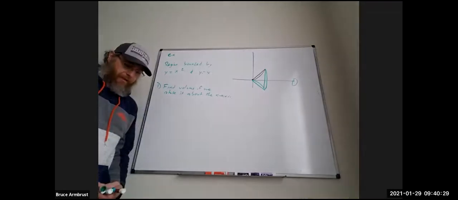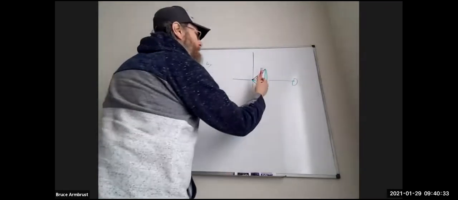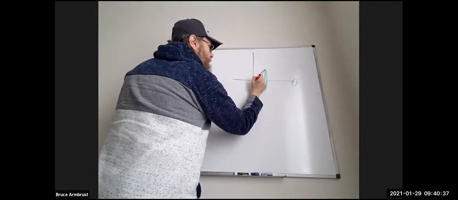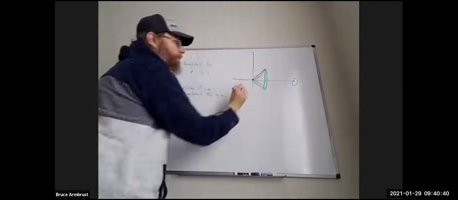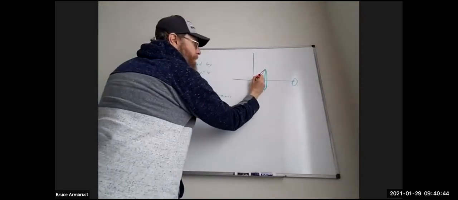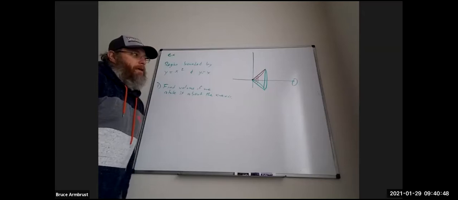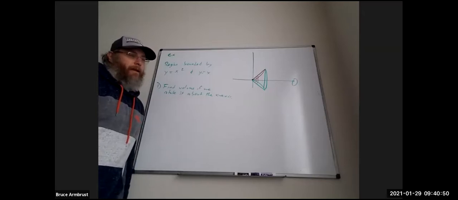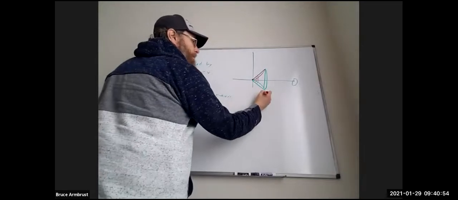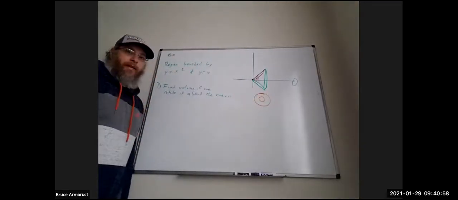All right, so now let's think about what a cross section is going to look like. If I come on the inside here somewhere, there's going to be a circle that's formed by the line, and then another circle that's formed by the parabola. And so this one, again, is going to have a cross section that's a washer. So it's going to look like this.